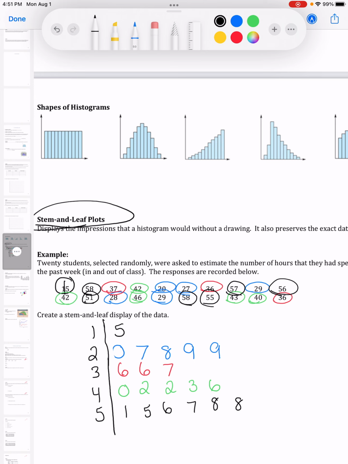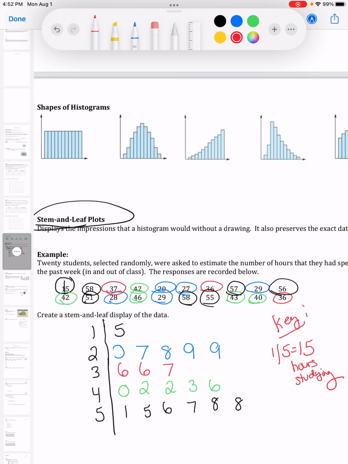One thing we do have to include, a lot of people forget this, is the key. The key tells me what these numbers stand for. That's basically what the units are. Choose any number you want. I'm going to choose the first one because it's the first one I see. This 15 refers to the hours that they've spent studying. So that's my key. Don't forget that.